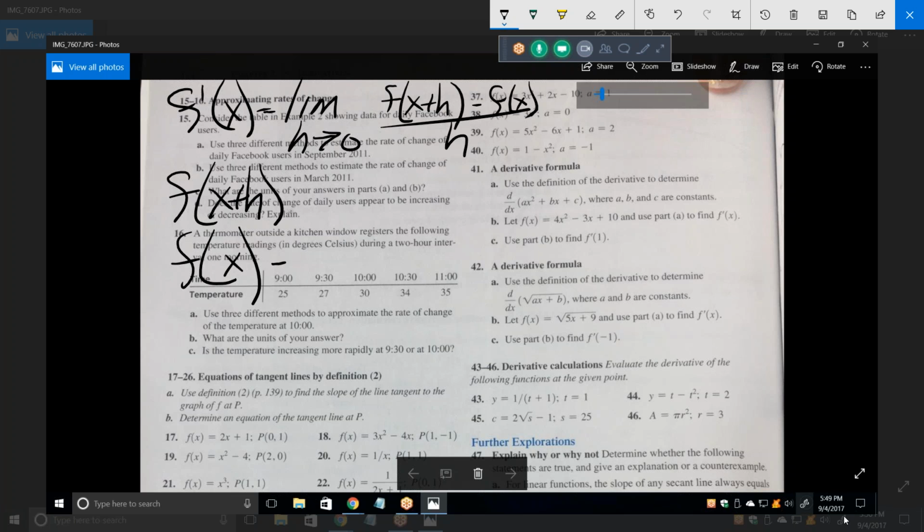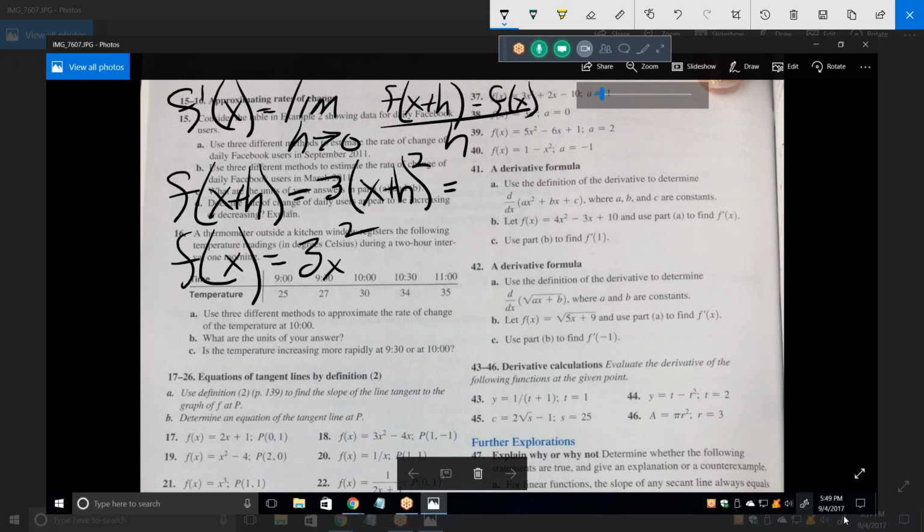What's f of x? 3x squared. I covered it up. That's what it is? Yeah. Okay. So what's f of x plus h? 3 times the quantity x plus h squared, in parentheses. Expand that.